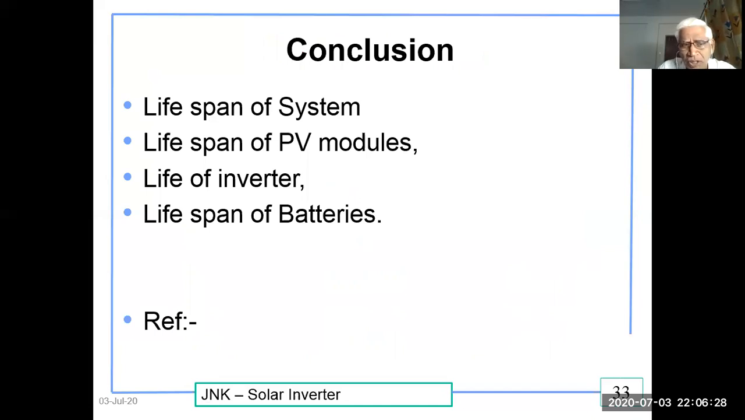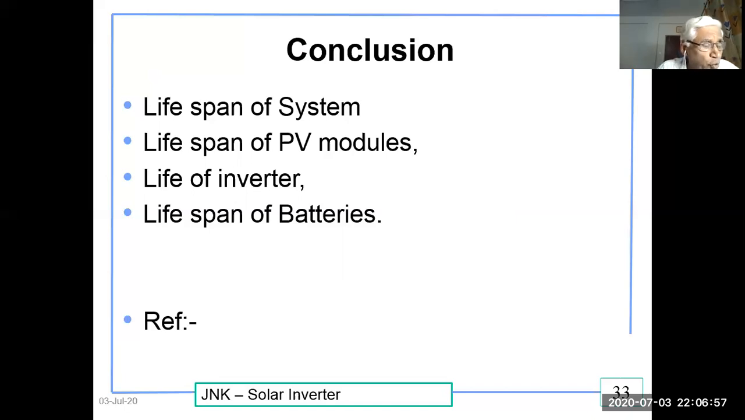System means the total. In this, the lifespan of PV modules, we always quote around 25 years. The life of the inverter is around 12 years. The lifespan of the batteries, unfortunately, is about 5 to 6 years. So in case we want a longer life for all the components together, the selection and design has to be done properly so that we have a longer life for the entire system without any breakdown.